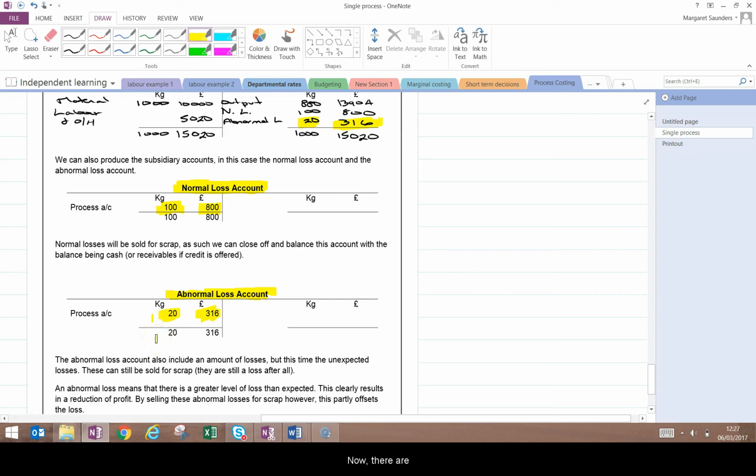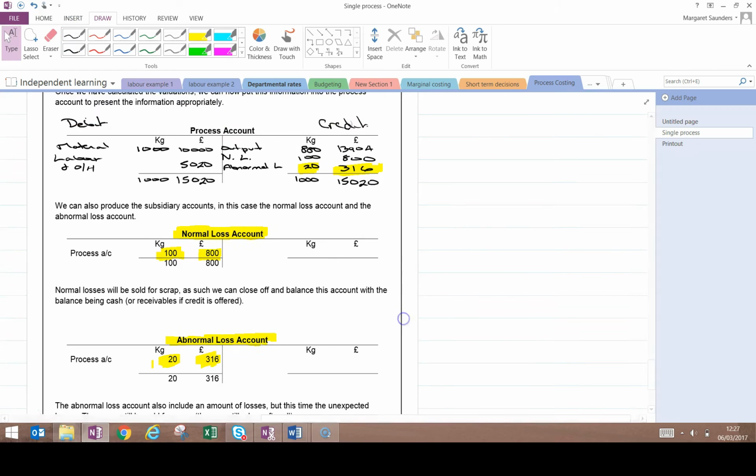Now there are some further entries that go into these accounts. The normal loss and the abnormal loss accounts are referred to as subsidiary accounts. See there, produce the subsidiary accounts. So we've produced these accounts, but they're not completely finished.